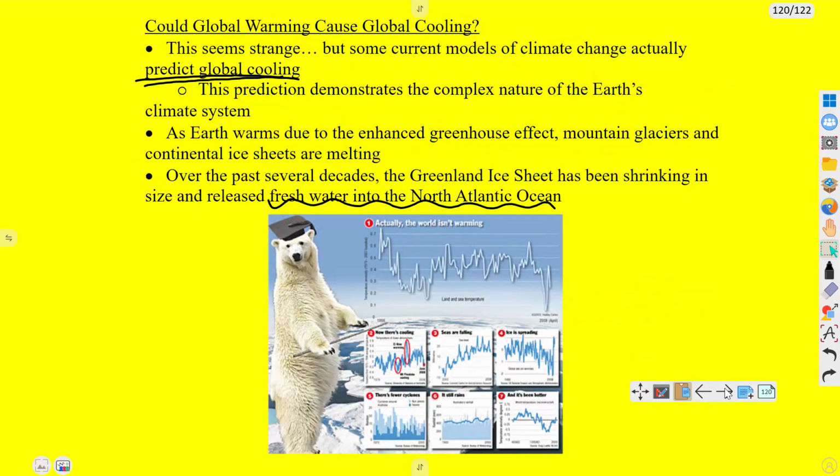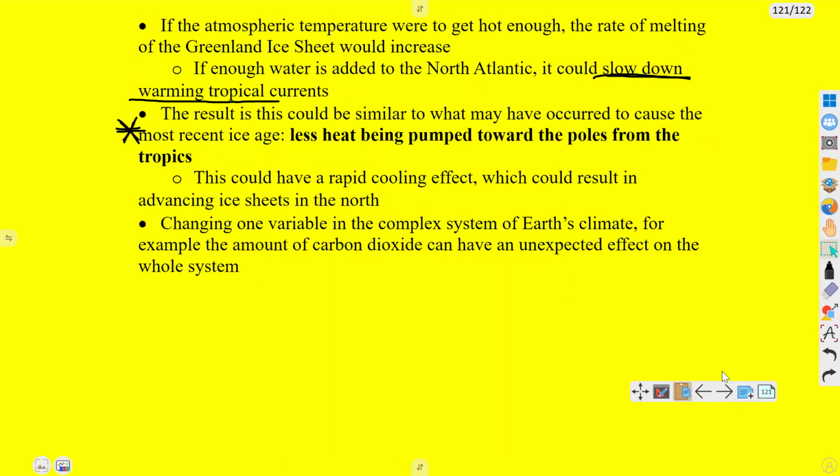Now, here's a little interesting idea. Global warming causing global cooling. So this is actually something that is being predicted. As the Earth warms due to the enhanced greenhouse effect, mountain glaciers and continental ice sheets melt. And we have seen the Greenland ice sheet starting to shrink, and this releases fresh water into the North Atlantic Ocean. If the atmospheric temperature is hot enough, the rate of melting will increase.